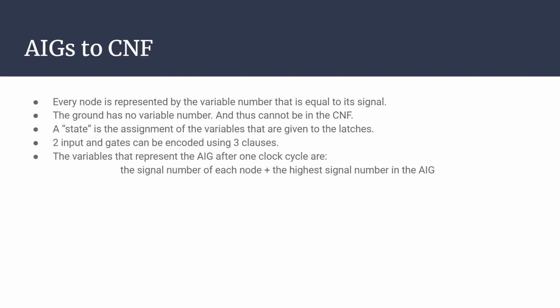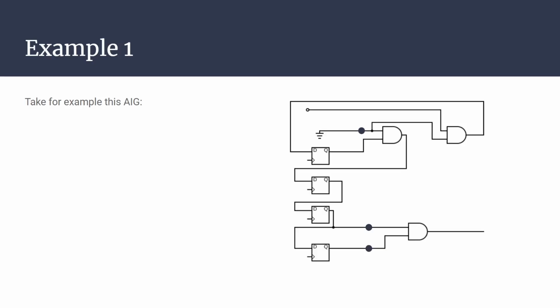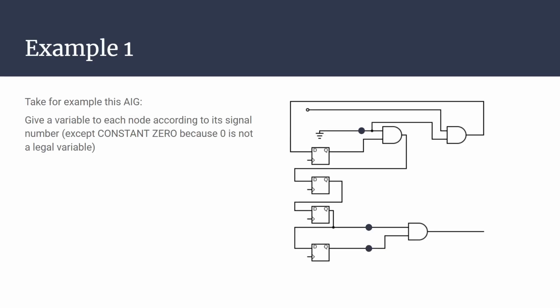And the variables that represent the AIG after one clock cycle are basically the same variables, just shifted by the greatest signal number. Let's take this AAG, we saw it in a previous video. And first of all, give a variable to each node according to its signal number. We just number them like they would be in an AIG file. The ground needs to be 0, but we don't give a variable to 0, so it's okay.